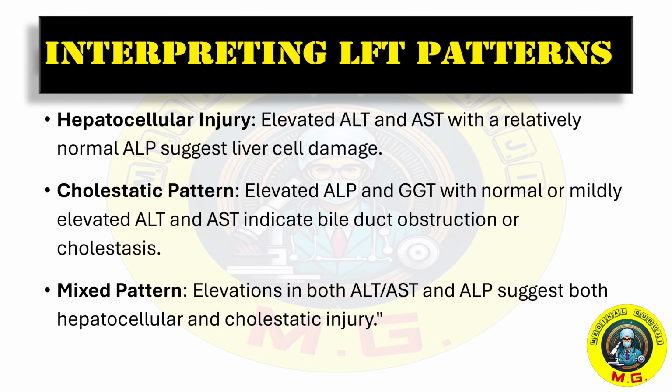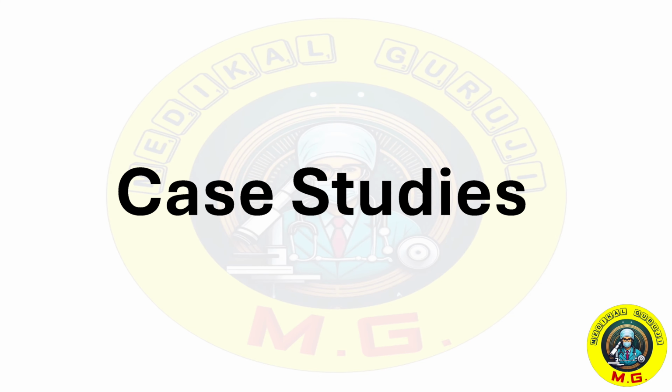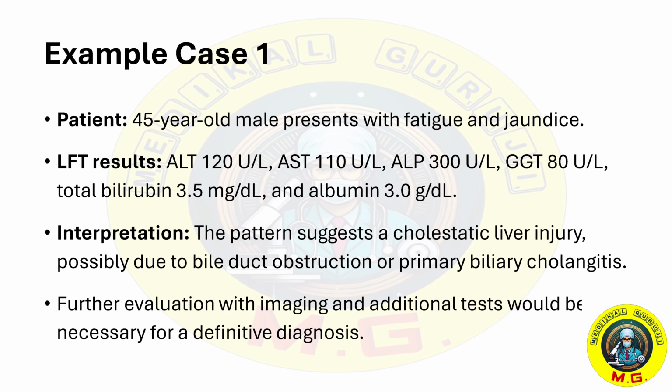Let's learn from some examples. Let's review a case study to illustrate the LFT interpretation. A 45-year-old male presents with fatigue and jaundice. LFT results show ALT 120 units per liter, AST 110 units per liter, ALP 300 units per liter, GGT 80 units per liter, total bilirubin 3.5 milligrams per deciliter, and albumin 3 grams per deciliter. The pattern suggests a cholestatic liver injury, possibly due to bile duct obstruction or primary biliary cholangitis. Further evaluation with imaging and additional tests would be necessary for a definitive diagnosis.